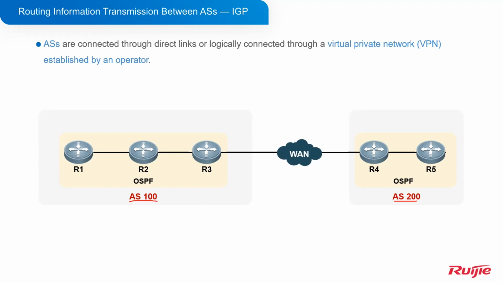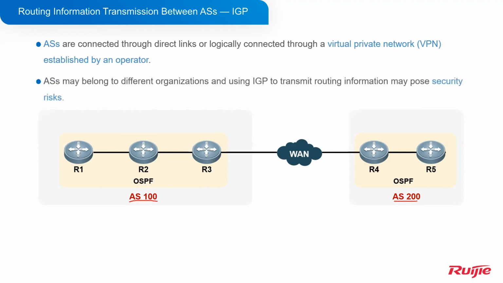And maybe you can use a dynamic routing protocol, OSPF, to exchange the routing information first, and then deploy the VPN technology. Because different AS are planned for different organizations, if between them you directly use an IGP to transmit the routing information, it may pose security risks. This is a problem because in an IGP like OSPF, they will directly exchange the LSA information.